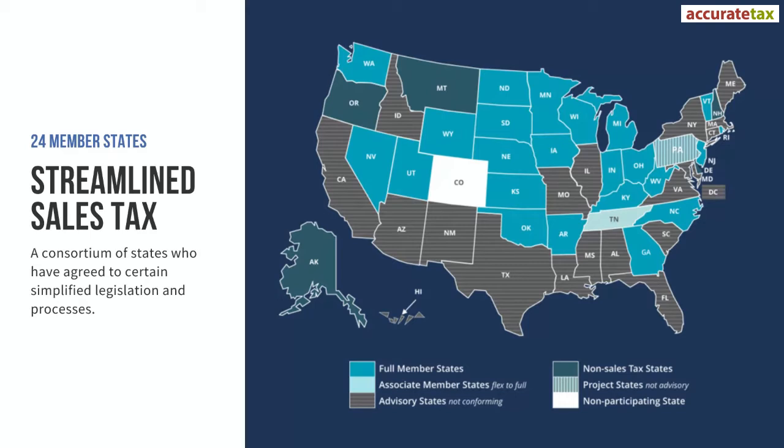Again, on this map, the medium blue colored states and the light blue one of Tennessee are the 24 member states. The white one, Colorado, Pennsylvania, and all of the gray stripe states don't participate. So those states all have their own various processes that you still may have to comply with if you have a nexus in those states. But for the 24 that do participate, Streamline Sales Tax can help you tremendously.